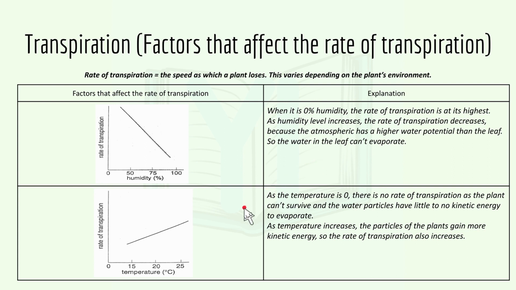And for the temperature, as the temperature is 0, there's no rate of transpiration as the plant can't survive and water particles have little to no kinetic energy to evaporate. And as temperature increases, the particles of the plant gain more kinetic energy, so the rate of transpiration also increases.